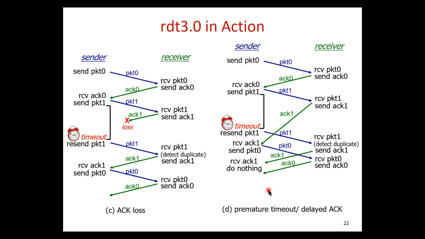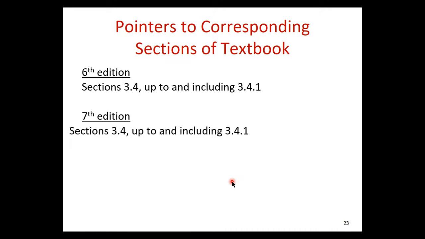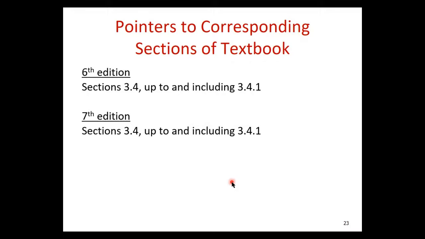So if you go back to the FSM, you can see that when it is in the state where it waits for ACK of 0, if it receives ACK of 1, it would do nothing, which is the case. All right, that concludes this unit.